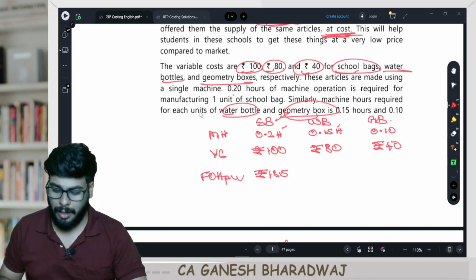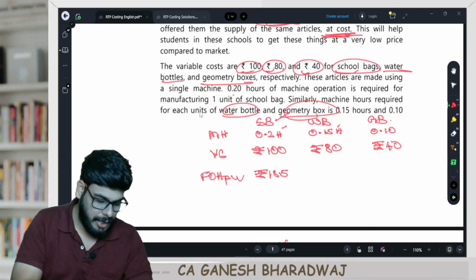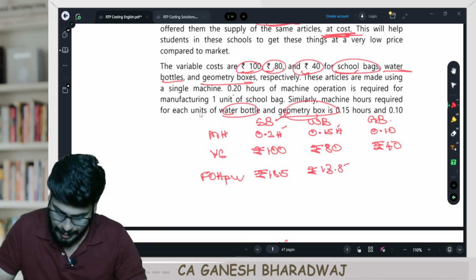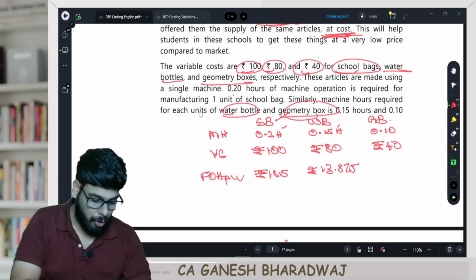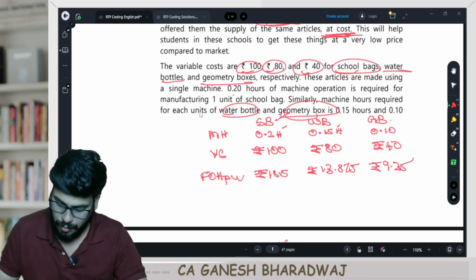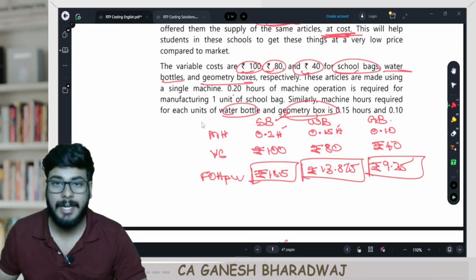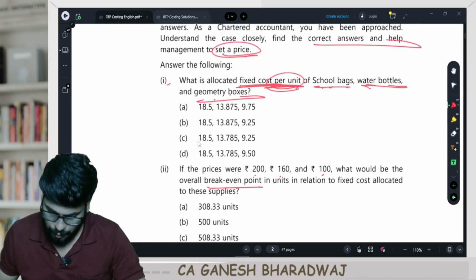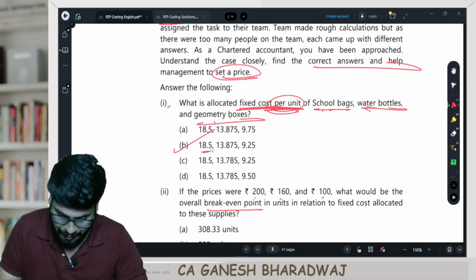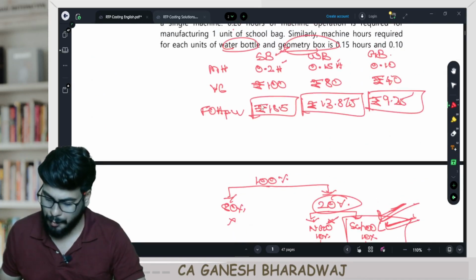Similarly, per unit of water bottle, how much is that? 92.5 into 0.15, that's going to be rupees 13.875. Similarly here, 1 unit of geometry box, 92.5 into 0.10, that's going to be rupees 9.25. Are you clear with this? So it's going to be 18.5, 13.875 and 9.25. And if you look at the options, which one gives the right option? I think option number B, 18.5, 13.875 and 9.25. As simple as that. 2 marks in your pocket. Are you clear with this?